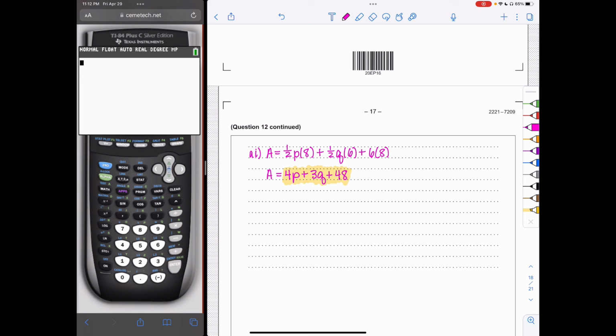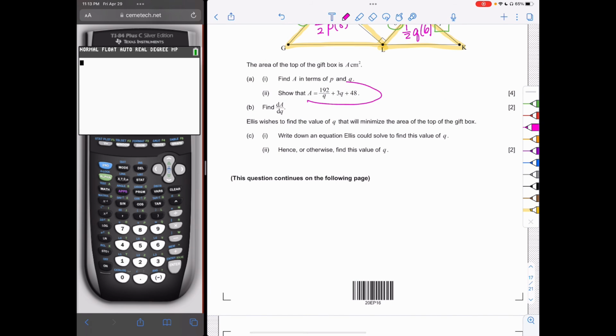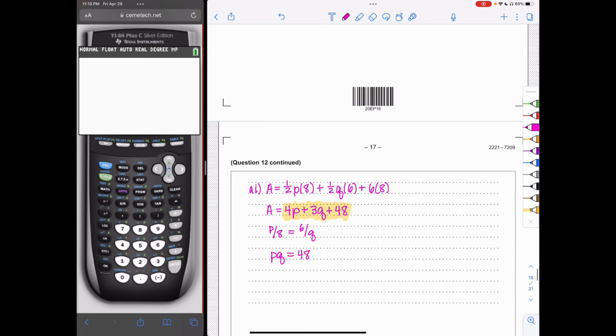Because I know that P divided by 8 is equal to 6 divided by Q, if I cross multiply, I will end up getting PQ is equal to 48. If I want to rewrite A in terms of Q, I need to solve for P. So I already know that P is going to be equal to 48 divided by Q.